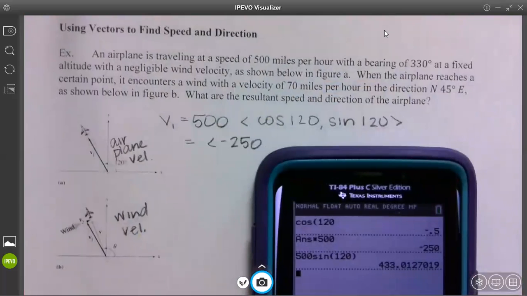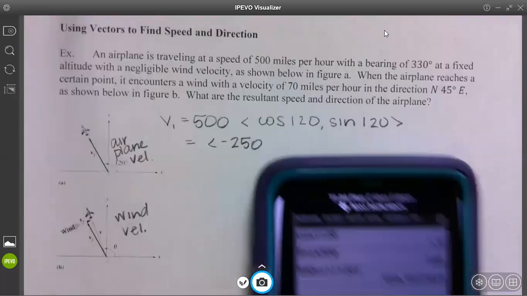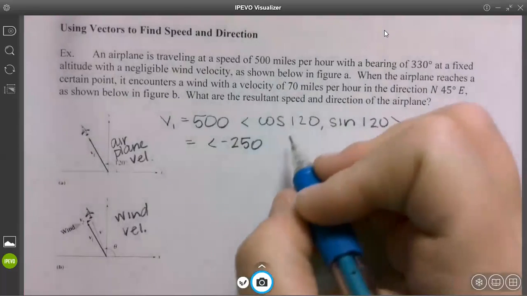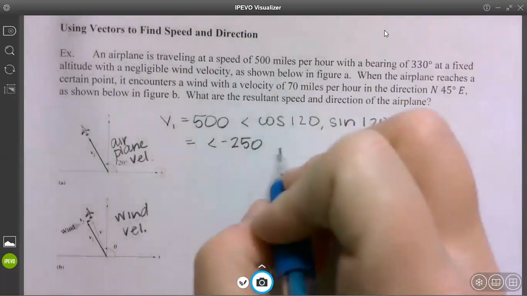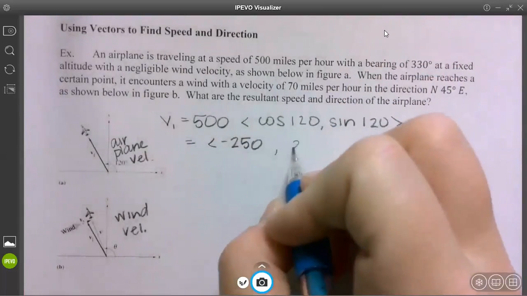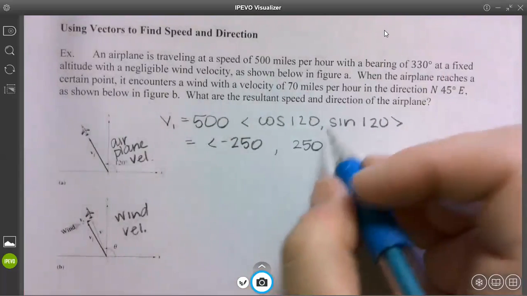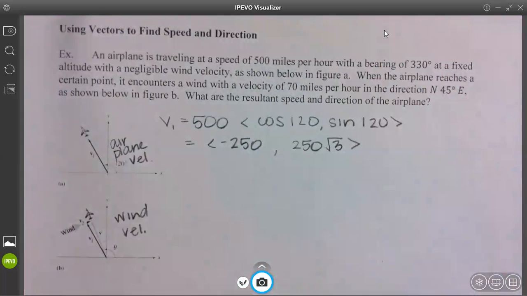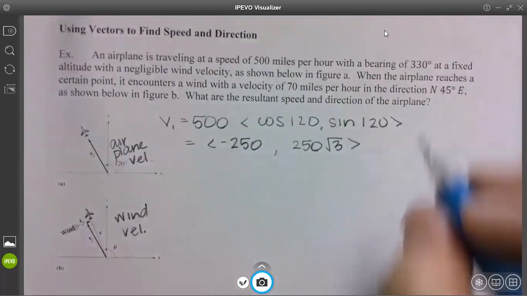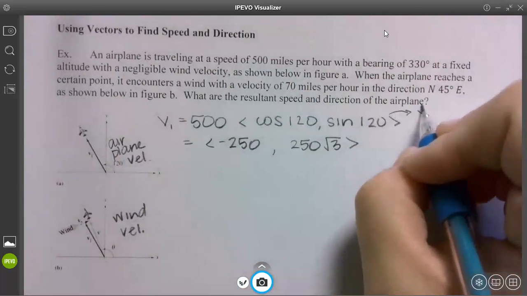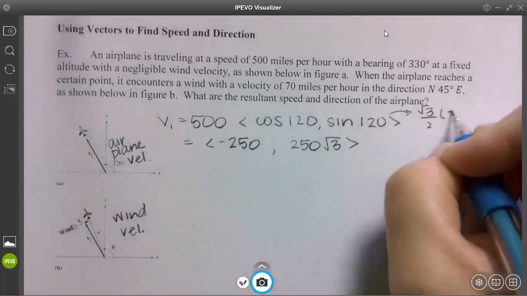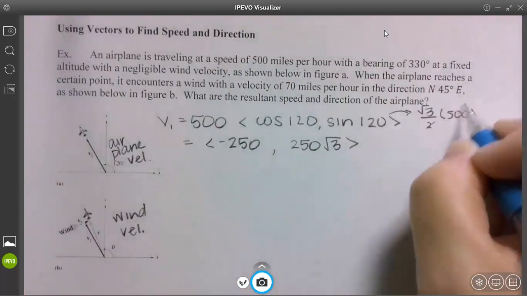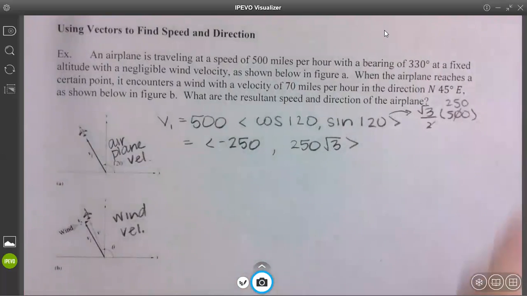Now, this weird number, you can use the decimal if you want to, or we can use our cheat sheet for sine 120. When we multiply it by 500, we're going to get 250 times the square root of 3, because sine 120 is square root of 3 over 2. And when we multiply it by 500, that reduces to 250 times square root of 3.